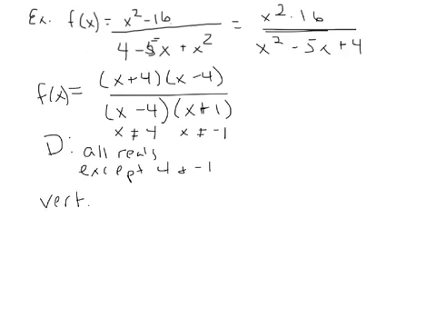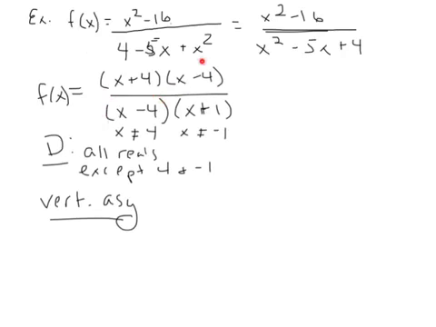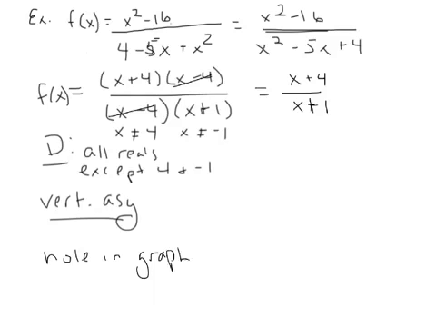Now let's look at our vertical asymptotes. I could possibly have x equals 4 and x equals -1. But if you look at this problem, I have x minus 4 in both the numerator and denominator, so I'm actually able to reduce this. This is the function that I'm going to look at. Since those reduce, I do have a hole in the graph at x equals 4. My vertical asymptote then is only x equals -1.